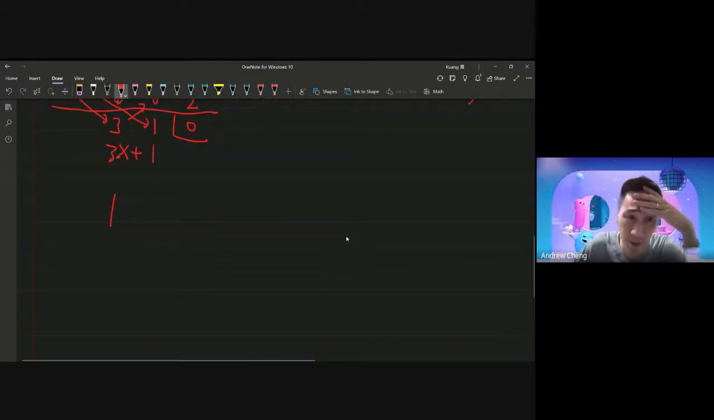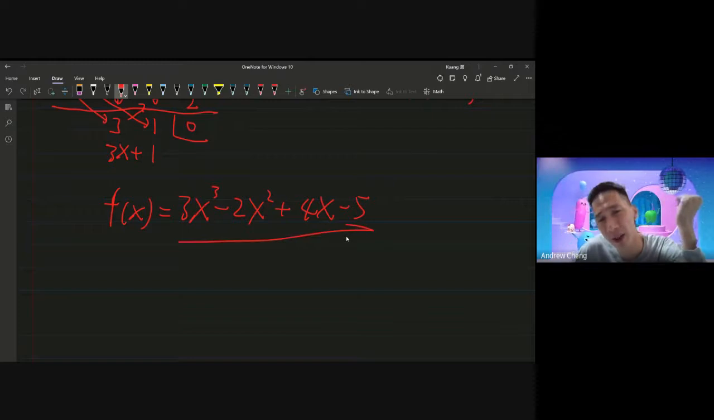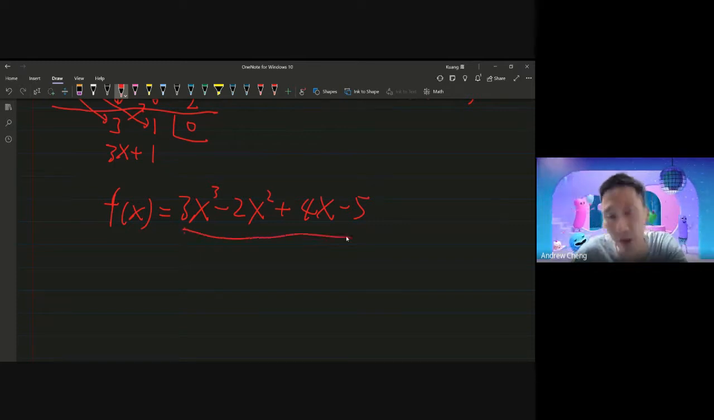maybe f of x is 3x cubed minus 2x squared plus 4x minus 5. Right. I want to find a factor. I want to factorize the polynomial. So I have to find a factor, right?